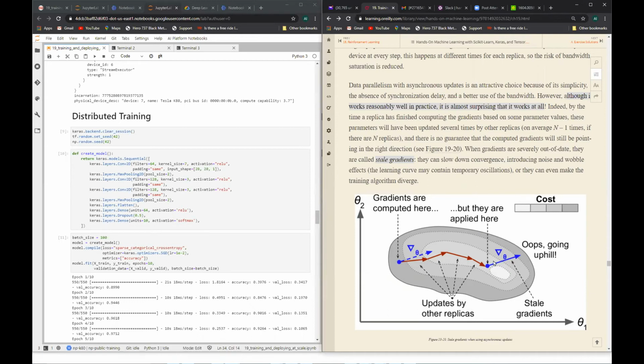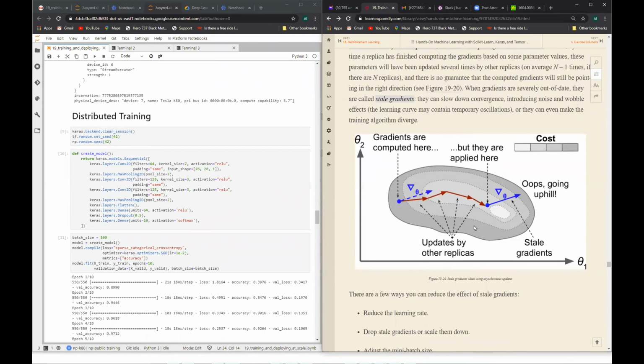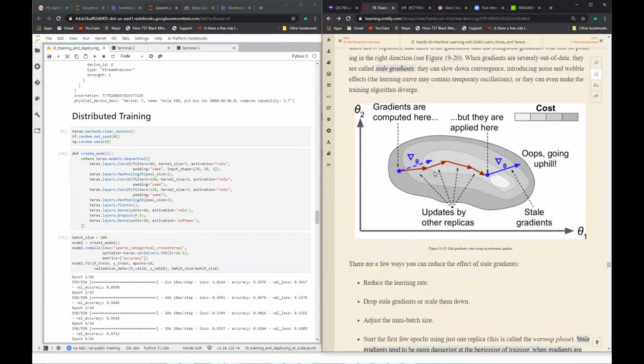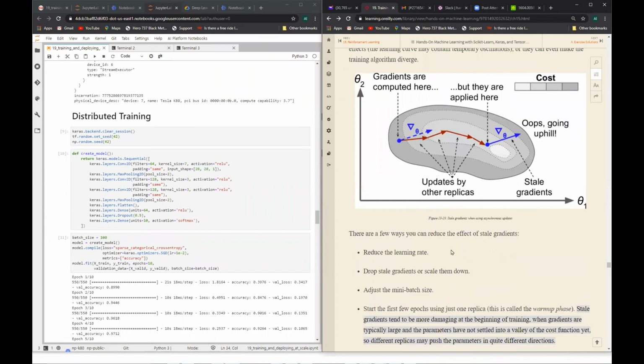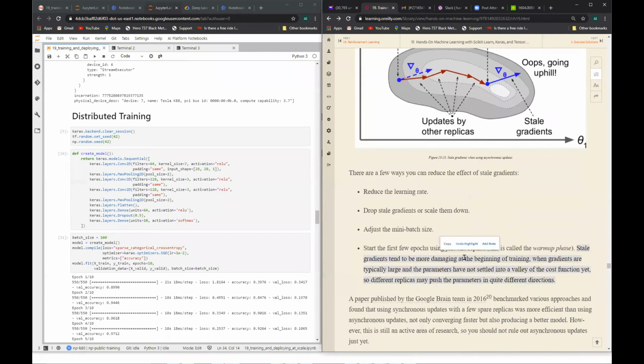So one way to avoid that is to decrease the learning rate, to make the jumps smaller. I would guess that this is automatic in some way. I don't understand the next one. It says drop stale gradients or scale them down. But how do you know which gradients are stale? In other words, how do you figure out which ones are stale? I think it's automatic, but that's a good question.